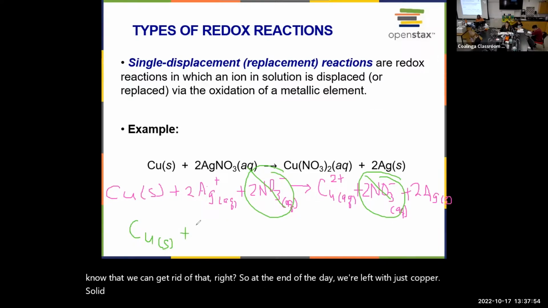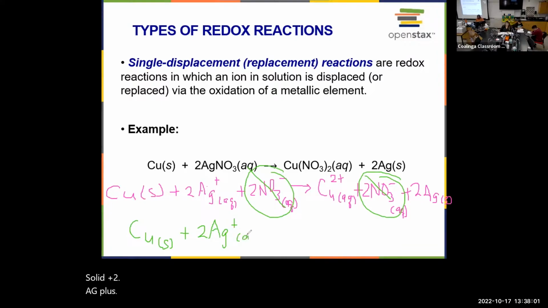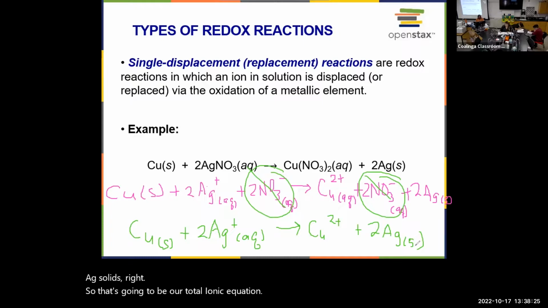Cu solid plus 2 Ag plus aq is going to yield Cu 2 plus plus 2 Ag solid. So that's going to be our total ionic equation. Okay, so let's go ahead and borrow that equation. Put this up here.